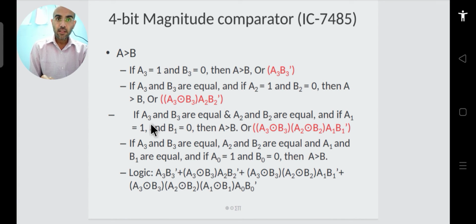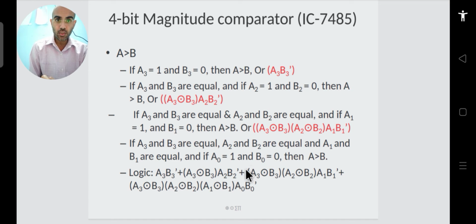And the other case is when A3 and B3 are equal and also A2 and B2 are equal, but A1 is 1 and B1 is 0. In this case you can implement it again with 2 XNOR gates and this term. Now we'll see the third case when A3 and B3 are equal, A2 and B2 are equal, and also A1 and B1 are equal. So the last bit we will see, which is our LSB. Now we'll check the LSB. If A0 is equal to 1 and B0 is equal to 0, then we can see that A is greater than B.